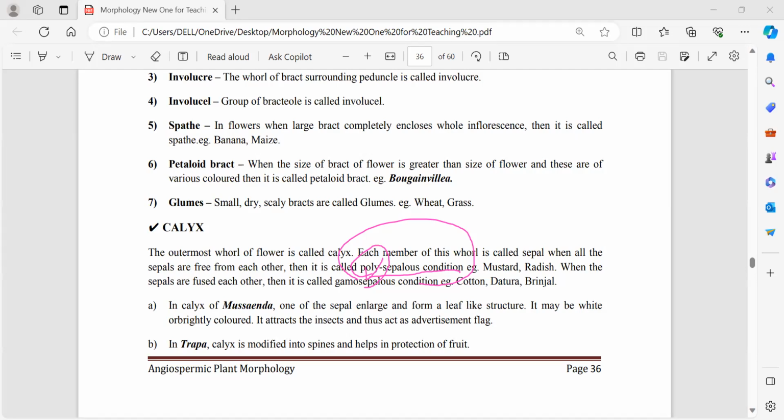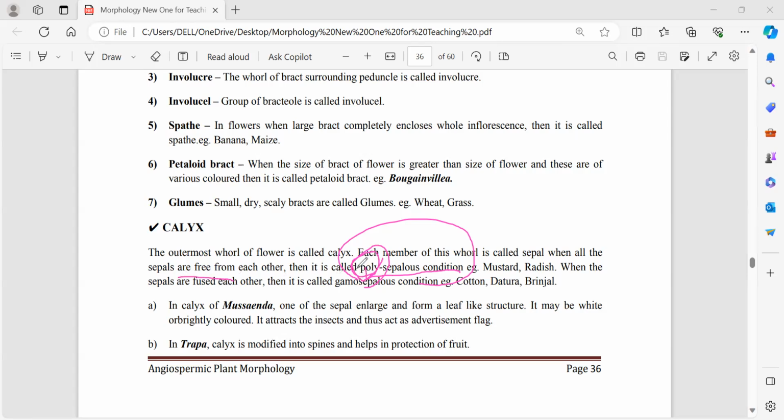Sir, when all the sepals are free. Why poly? There are many sepals. You are very near to the answer. We can use poly only when there are various sepals, many sepals, like three. Good. Here, free from each other.